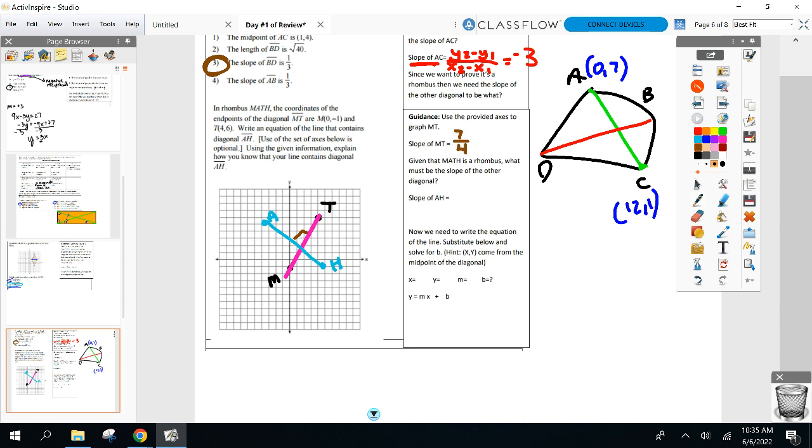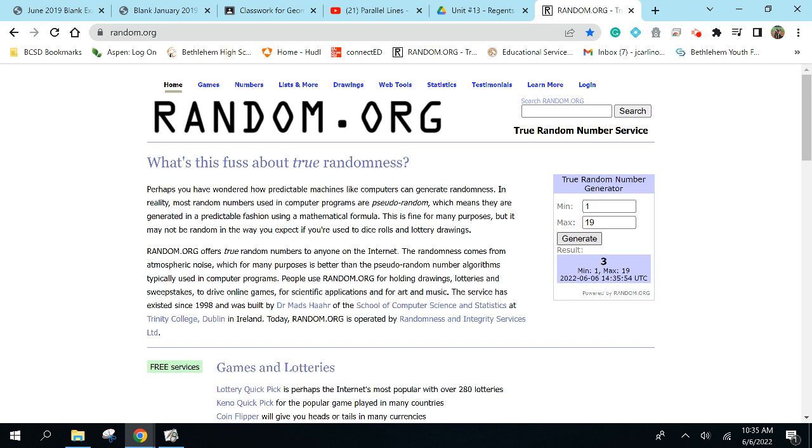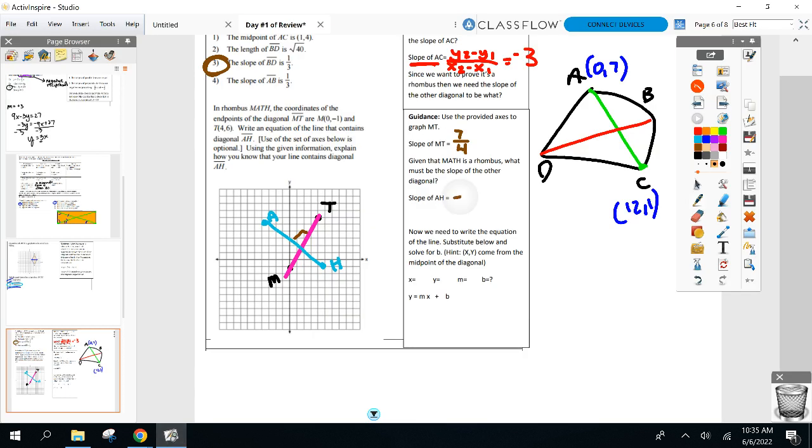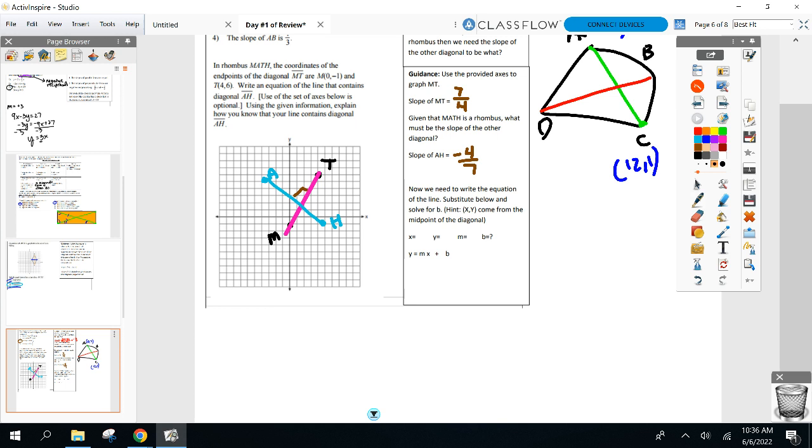So what about AH then? It's a rhombus. Diagonals are perpendicular. So if the slope of one is 7/4, the slope of the other one is -4/7. Good. Nice work. But I need the equation of the line. When you write the equation of the line, we need 2 things. One you already found me. What's the slope of this line? -4/7. Now you got to find the b, the y-intercept. You need the slope and you need the y-intercept.